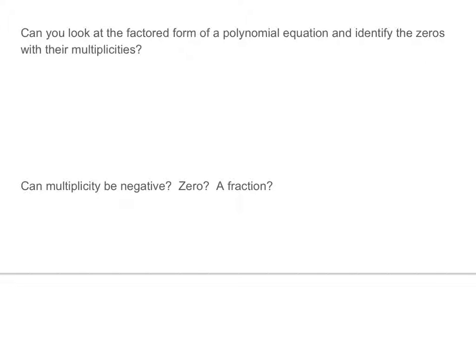Can you look at the factored form of a polynomial equation and identify the zeros with their multiplicities? Yes, when it's factored, you're good to go. You can find everything that you need.